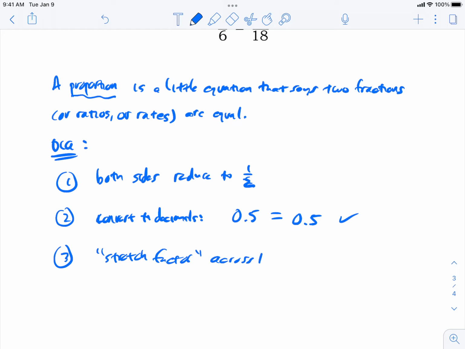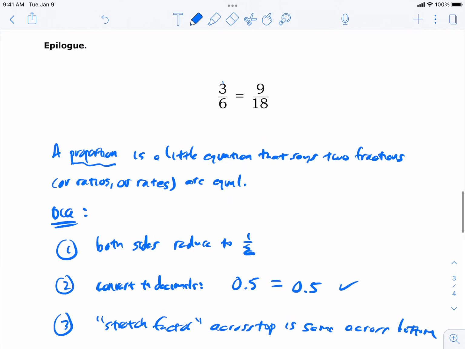Across the top is the same as across the bottom. And we've kind of seen this already. What I'm saying is, if you wanted to turn a 3 into a 9, you'd stretch it by multiplying by 3. Well, if you multiply this by 3, 6 times 3 is 18. That's what I mean by a stretch factor. The stretch factor is the same going across the top and the bottom.